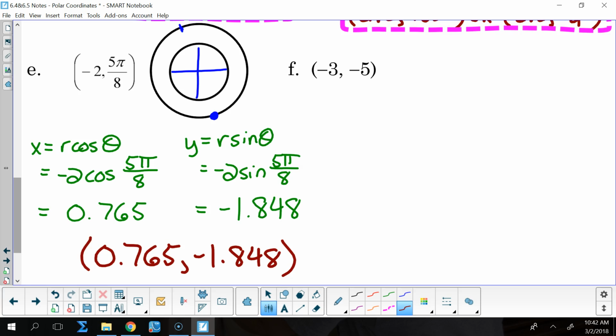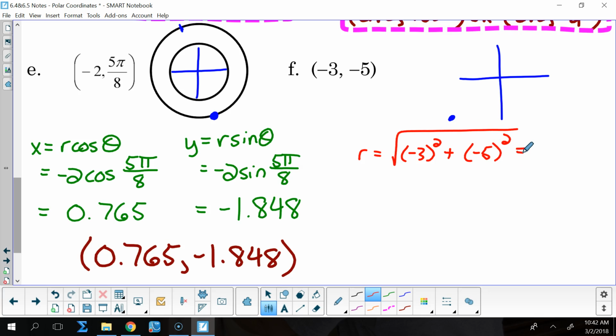Going to letter F now. Letter F, if I go on the Cartesian coordinate system, -3, -5 is down there. So I need to be in that quadrant when I go and do my polar point. So that gives me an r value of the square root of -3 quantity squared plus -5 quantity squared, which is 9 plus 25, which is the square root of 34.